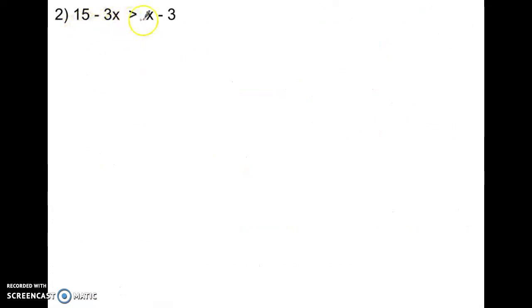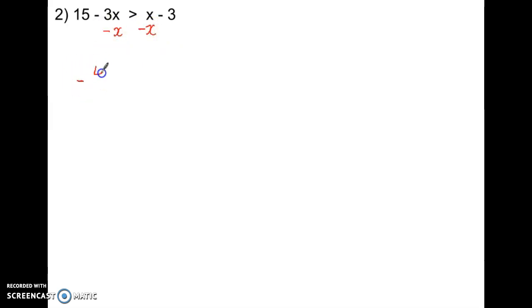15 minus 3x greater than x minus 3. Same thing we're going to solve and graph here. So when you have x on both sides of the equation, what you need to do is bring all the variables on one side and the constants on the other. It's better to bring the variables on the left side because it's easier to work that way. So let's do minus x and minus x on both sides.